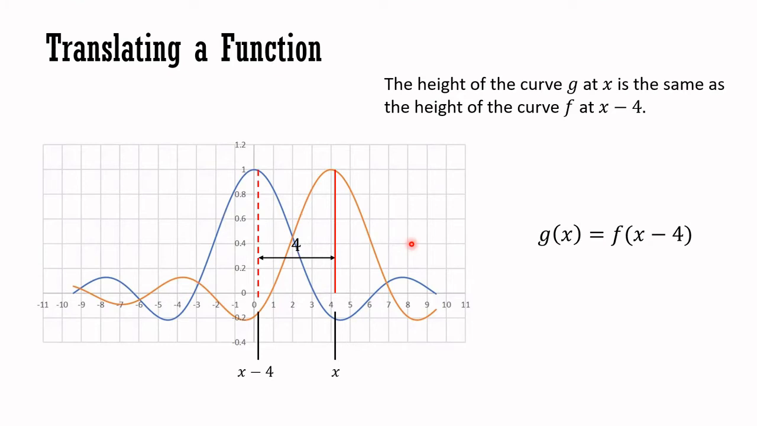So in general, you could pick any arbitrary place on the x-axis. Here's a particular location with coordinate x. The height of the curve g at x is the same as the height of the curve f at x minus 4. Hopefully this is familiar to you. You may have dealt with what they call parent functions, I think, in algebra. I learned this in algebra 2 years ago.